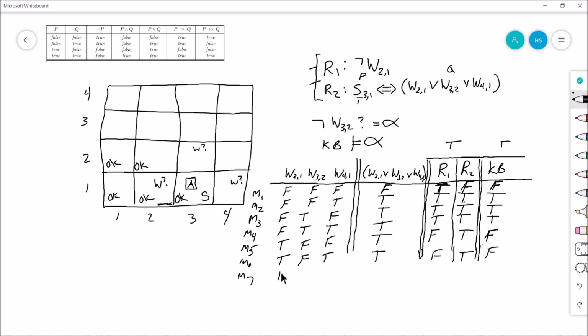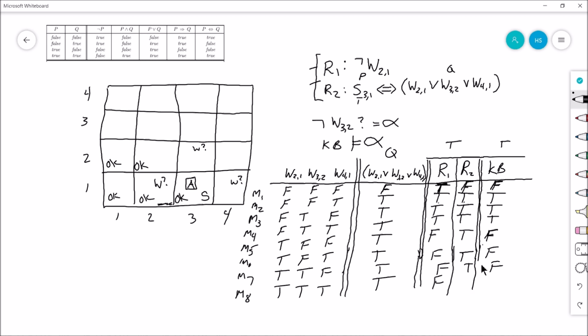So true, true, false, true, false, true, false. Okay, and now there's one more possibility, one more model for this world, and that's true, true, true. So assume that there's a wumpus in all 3 squares. That makes the Q part true. This is the Q part. But again, that invalidates R1.